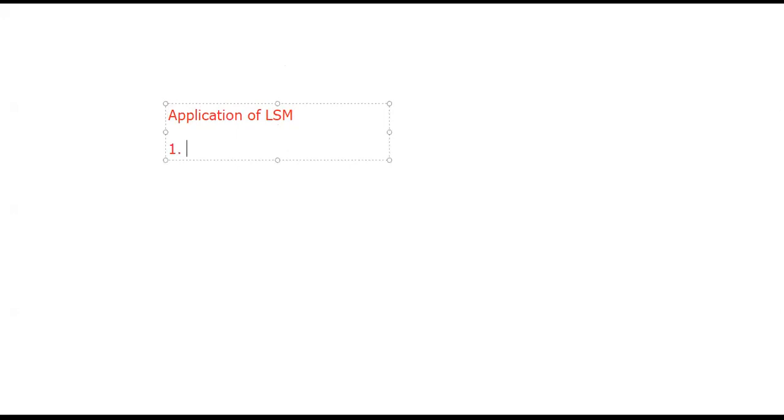Coming to the application, if you want to know the application, we have to deal with some advantages. Then only can we know the application exactly. So before going to the application, we have to know what the advantages are. Advantages of linear synchronous motor. Then only can we mention the application exactly. So coming to the advantages.